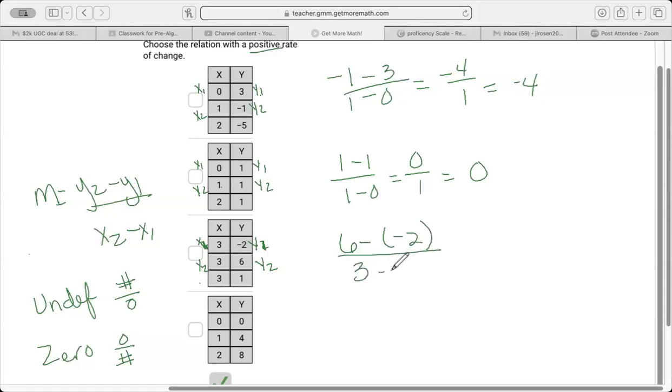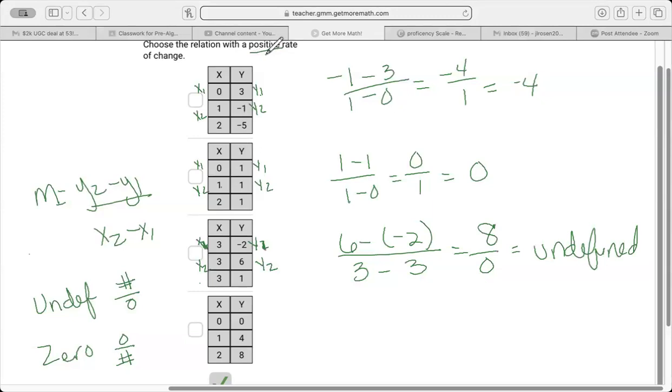x is 3. So again, here my x's are repeating, right? So that means I'm going to have a 0 at the bottom, which tells me right away it should be undefined, unless this was a 0 as well, but it's not. It's an 8. So this is going to be undefined, which leads us to assume it's got to be this one, right?